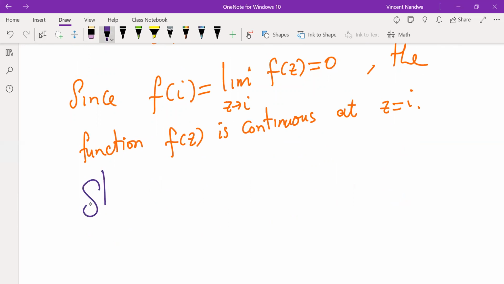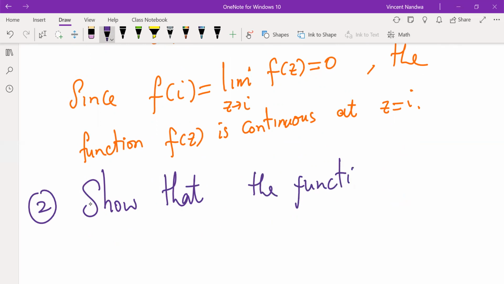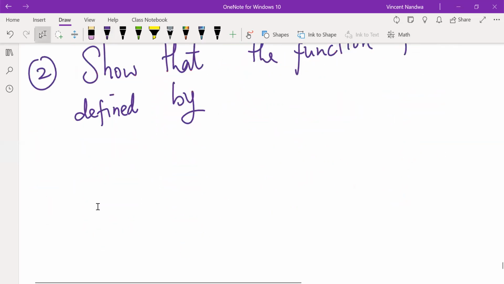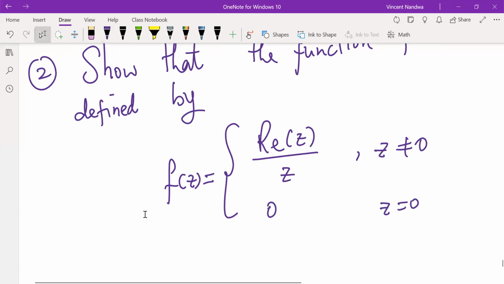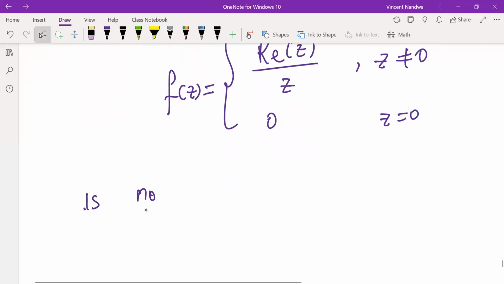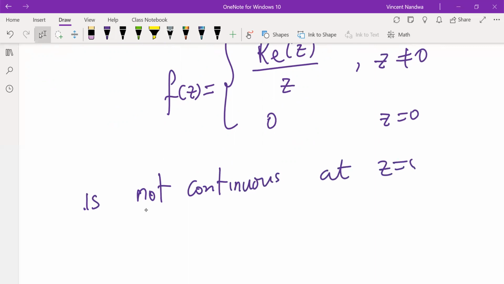Number 2, show that the function f of z defined by f of z equals real part of z over z for z not equal to 0, and 0 when z equals 0, is not continuous at z equals 0.